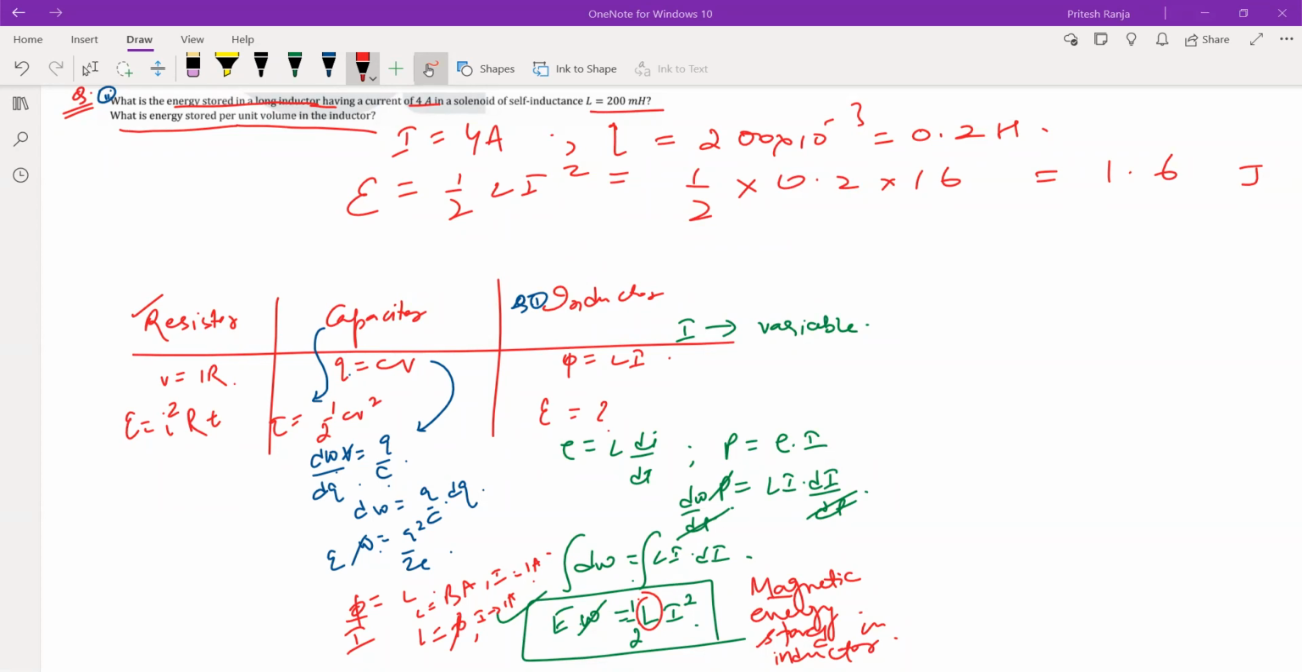Energy stored per unit volume. To find that we need the volume of the inductor. What will the volume be? Area of cross section into length. So energy stored per unit volume will be equal to energy by volume. And we have not been given the volume of the inductor here. That means we should be given the area of cross section and the length.